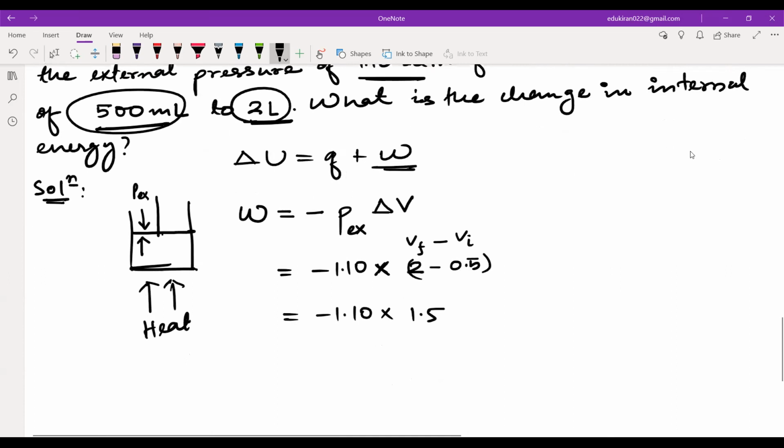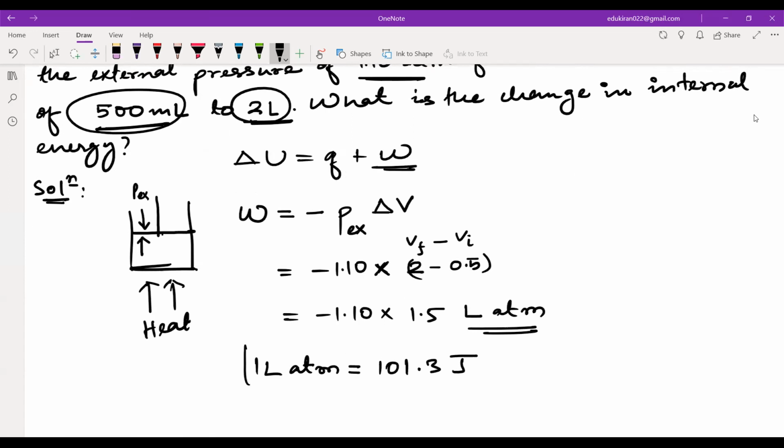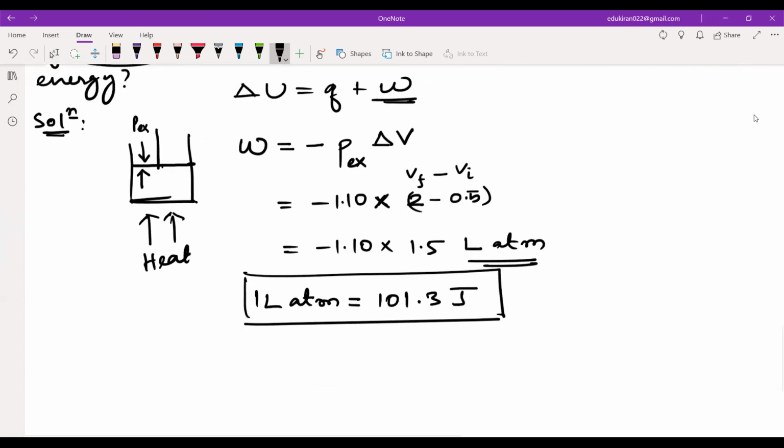Okay. Now here the units will come into play. The units will be liter atm. One thing that you have to remember is that 1 liter atm is equal to 101.3 joules. So you may take it as 100 joules also, if you are in a hurry.